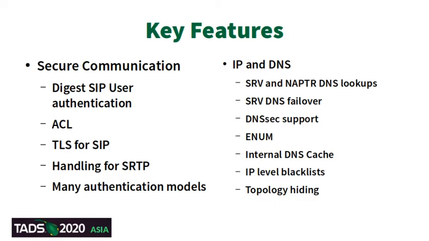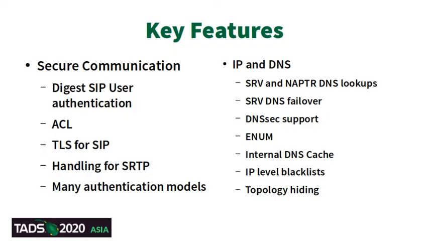For IP and DNS, we have SRV records as well as NAPTR, say that 3 times, DNS lookups, as well as SRV DNS failover. We have DNSSEC support, ENUM, an internal DNS cache, right? Because DNS is the source of all of life's resolutions and problems. So if DNS went down, there is an internal DNS cache to help you through that. IP level blacklists and topology hiding.